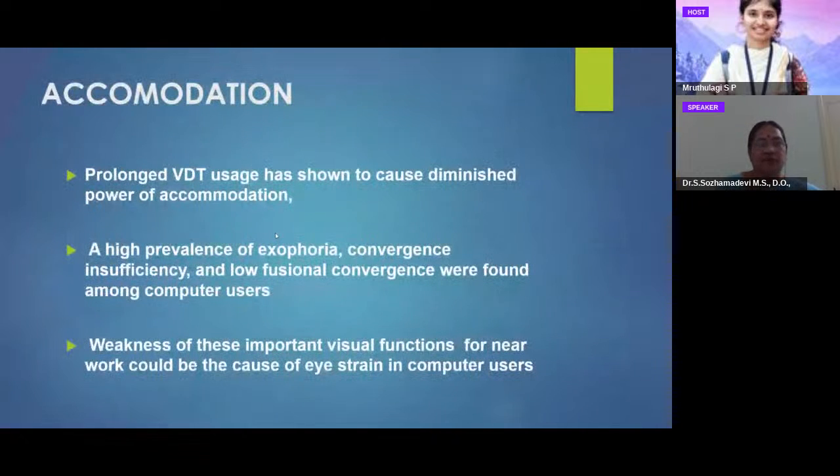And it has been found that in computer users, over a period of time when they use these visual display terminals, there is a diminution in the power of accommodation, and also they have convergence insufficiency, so they are not able to fuse both their eyes and not able to read properly. So near vision becomes a problem when near vision needs convergence. So it becomes an eye strain and results in blurred vision. Next.